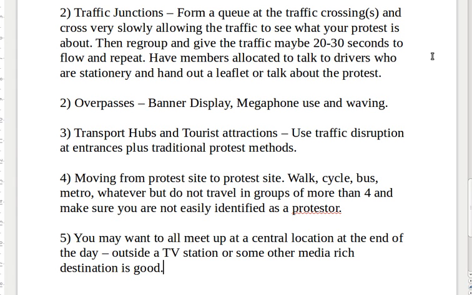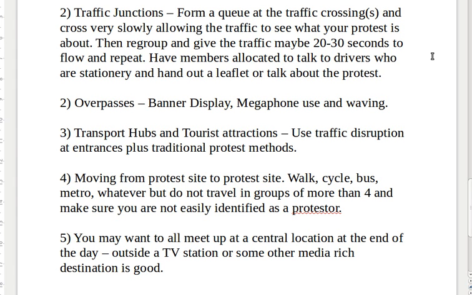So when you move from protest site to protest site, use whatever transport you like. You can walk, you can cycle, you can bus, you can use the metro, whatever, but try not to travel in groups of more than 4, and make sure you're not easily identified as a protester. That means if you've got a t-shirt saying ban the bomb or whatever, you cover it up. If you've got a banner, you try and hide it. If you've got a placard, you take it off the pole, you put it in your bag, you can carry the pole if you want, whatever.